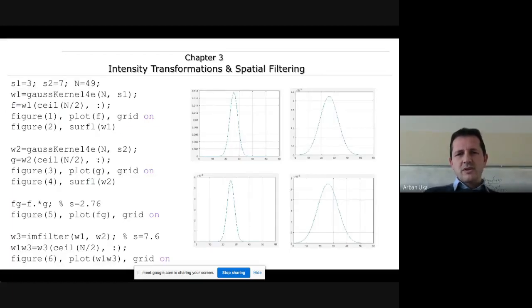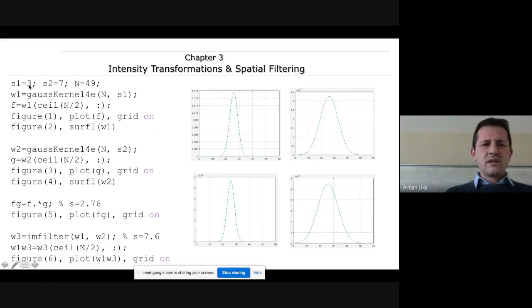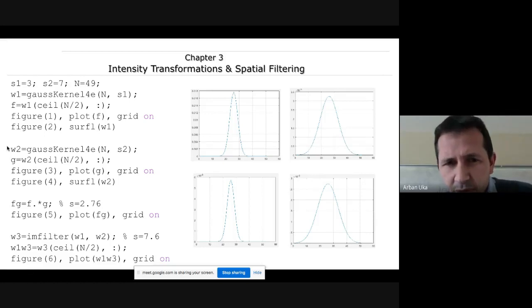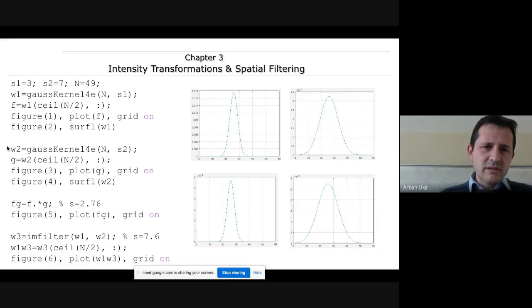Now here you have a small exercise. What we do here is assume that we have a signal with a sigma of 3 and another function with a sigma, or standard deviation, of 7. And we want to have a kernel of 49. We generate a function here, W1, which is the first figure, which has the highest amplitude, 0.018. So we have this filter, and then we plot it.